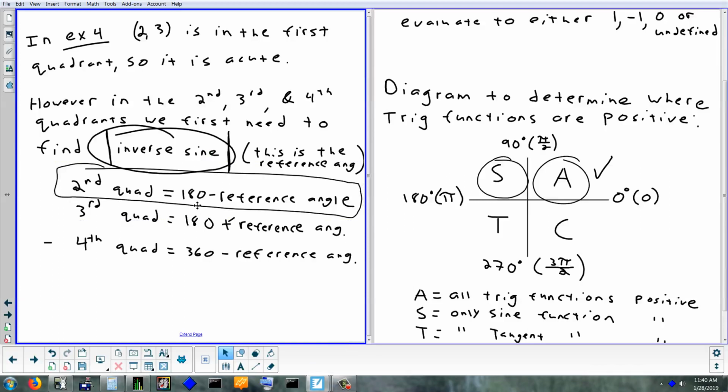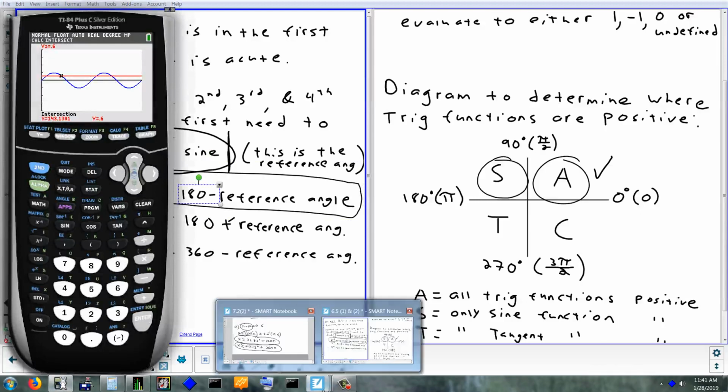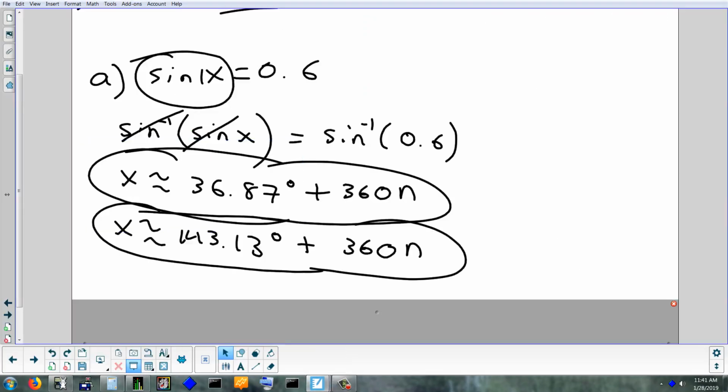How much? Pi. Pi, yes. You would replace 180 with pi, right? And that would give you your second answer. And then what would 360 be replaced with if that was radians? Yep. 2 pi and 2 pi.